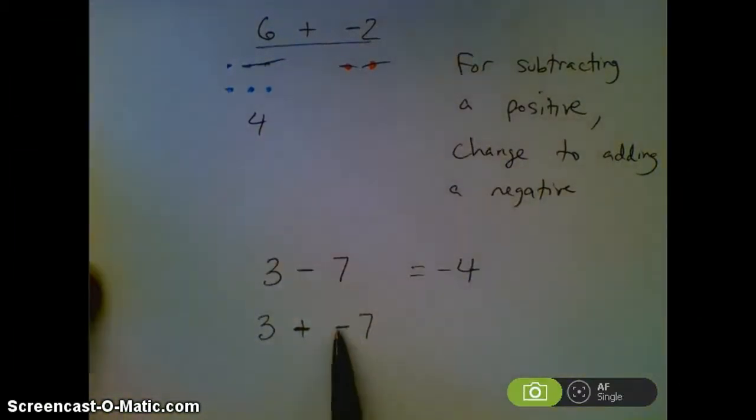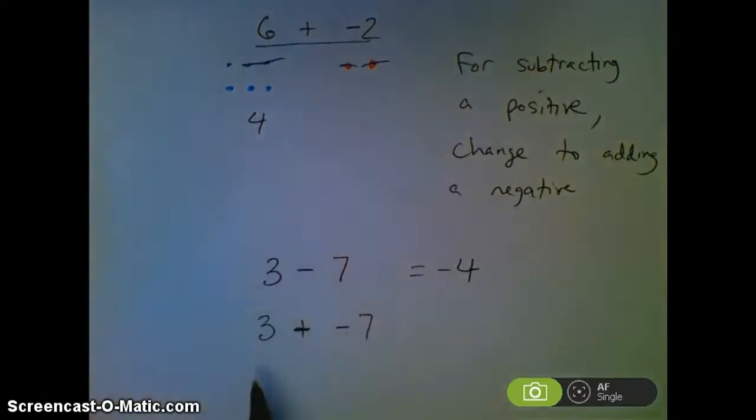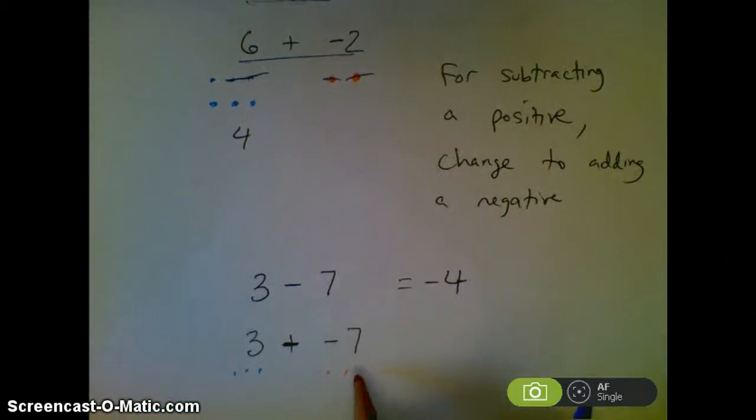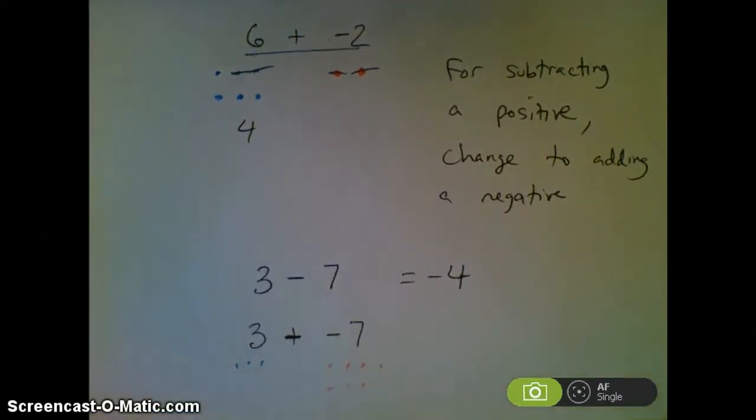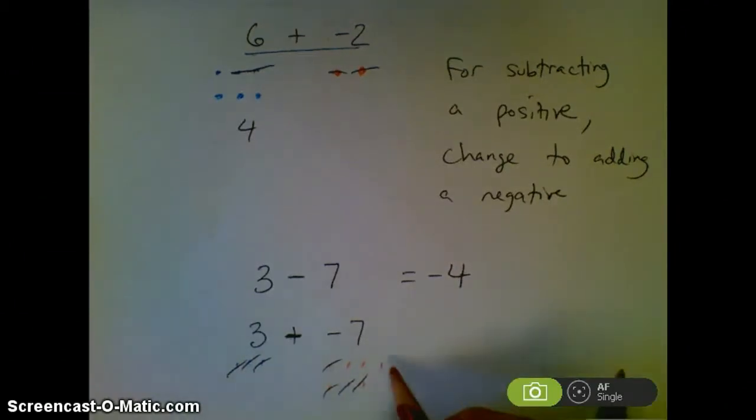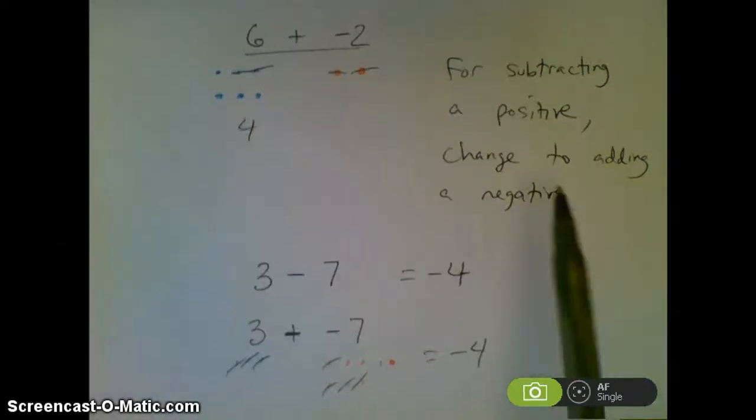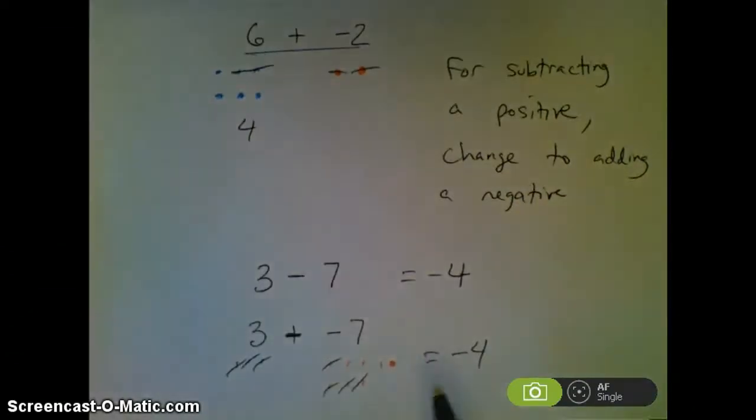So I've got more negatives than I do positives. Draw my dots again. 1, 2, 3. 1, 2, 3, 4, 5, 6, 7. These 3 cancel out. Whoops, I needed that one back in there. That was a mistake. So I'm left with 1, 2, 3, 4 red dots. And since red are negative, that's negative 4. So I can change subtraction to addition.